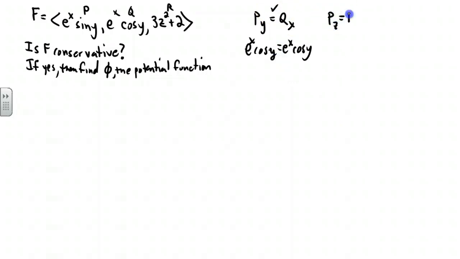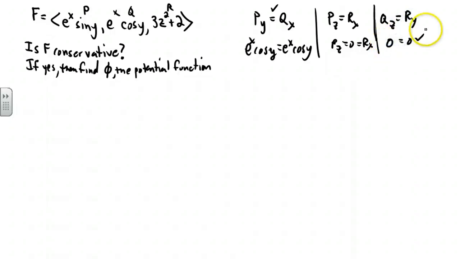Pz has to be equal to Rx. Well, Pz is 0, and Rx is 0. And then the third check is that Qz has to be equal to Ry, and they're both 0. Okay, great.